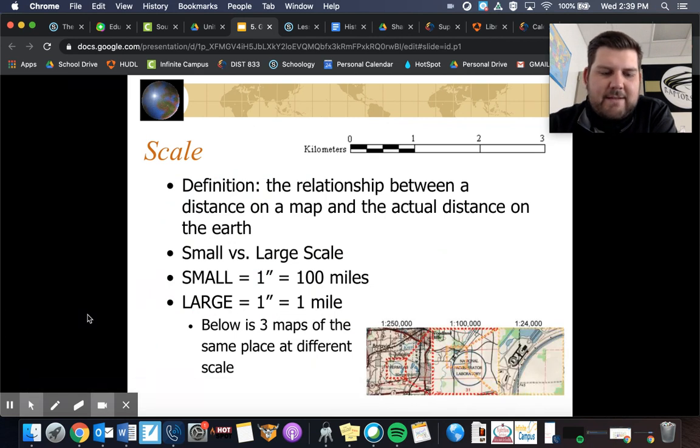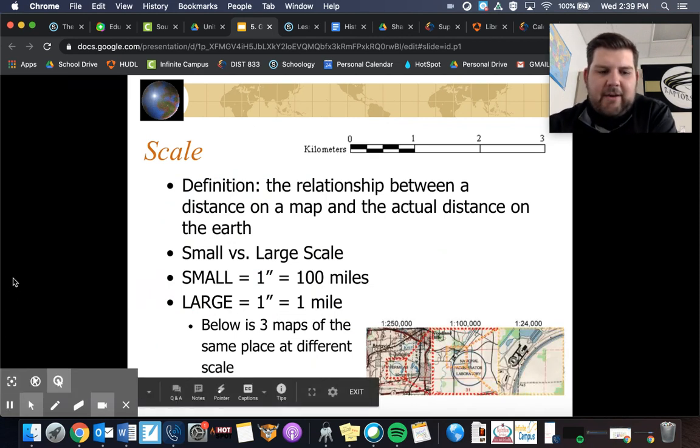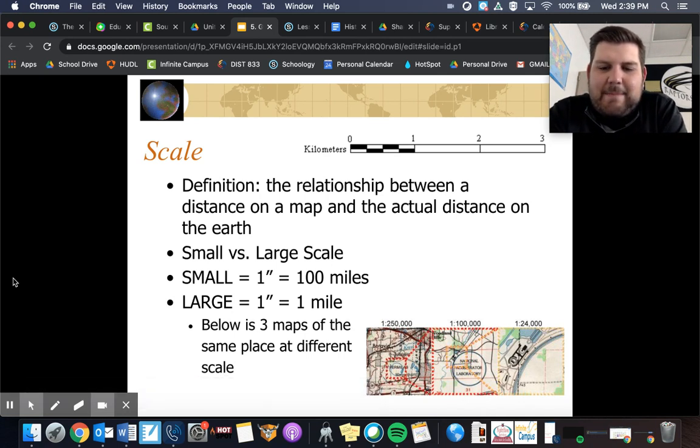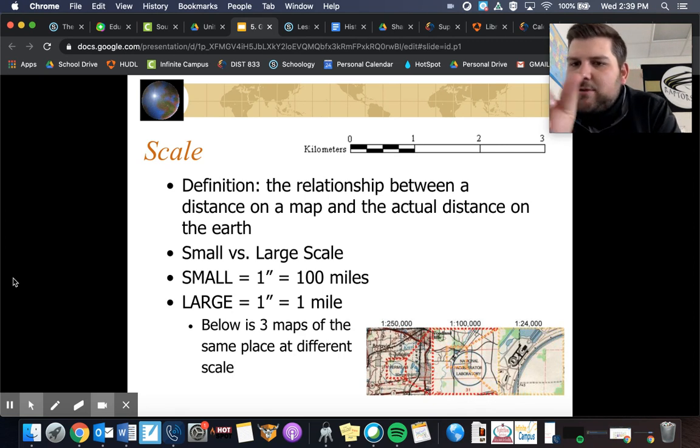Scale. The definition of a scale is the relationship between a distance on a map and the actual distance on Earth. We talked about this a little earlier, and hopefully you're a little bit familiar with it. A scale on a map, for example, would be 1 inch on the map might represent 100 miles. So the relationship between the distance on a map, which is only 1 inch, and the actual distance.